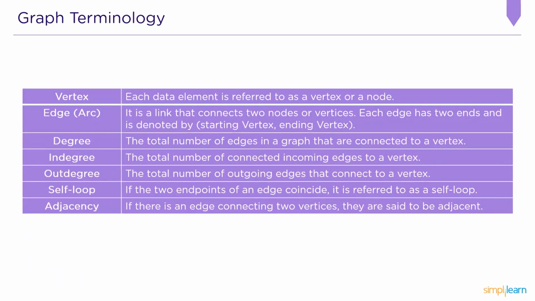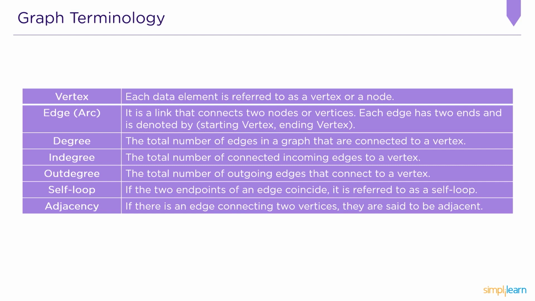First, a vertex, or node, is the name given to each data element. Next, we will go over the edge. It is a connection between two nodes or vertices. Each edge has two ends, denoted by a starting vertex and an ending vertex. The number of edges in a graph connected to a vertex is defined as its degree. The total number of incoming edges connected to a vertex is defined as in degree, while the number of outgoing edges that connect to a vertex is defined as out degree.